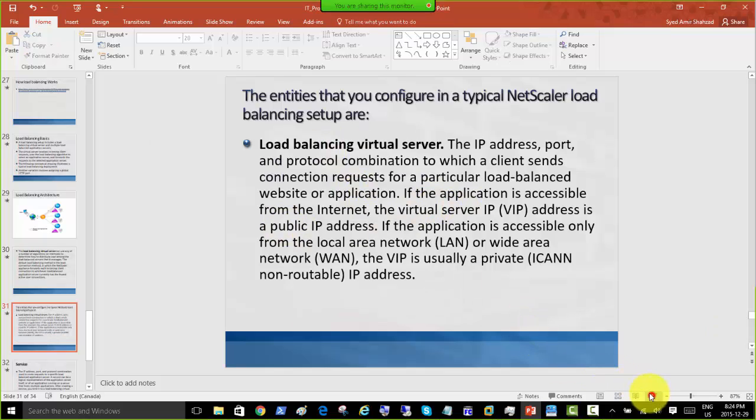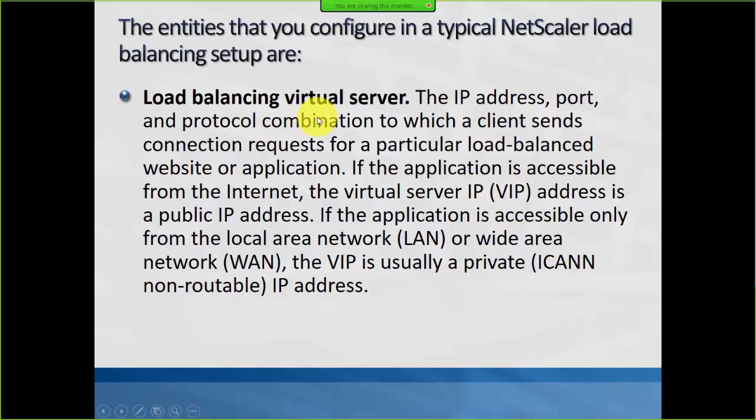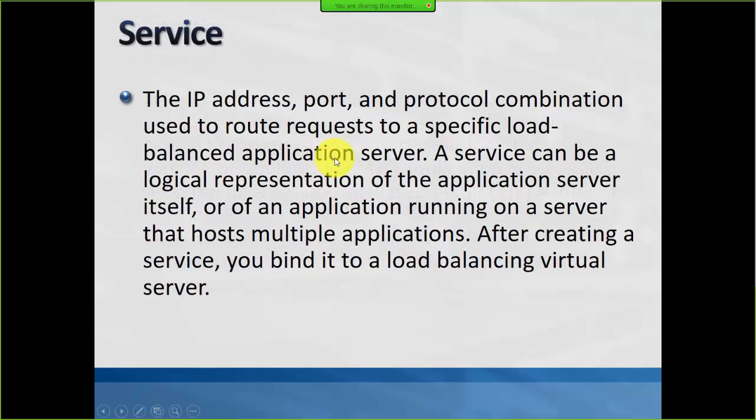So we have to configure our virtual server first, and I'm going to show you the commands to do that, and the path for configuring it on the graphical user interface. Then we have to configure a service, the IP address, port, and protocol combination used to route requests to a specific load balanced application server. A service can be a logical representation of the application server itself, or of an application running on a server that hosts multiple applications. After creating a service, you bind it to a load balancing virtual server.